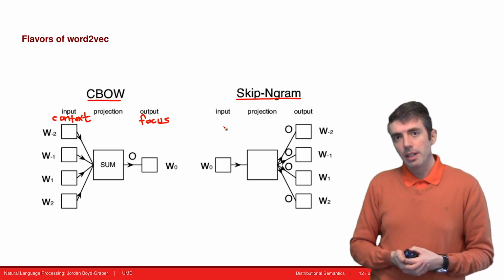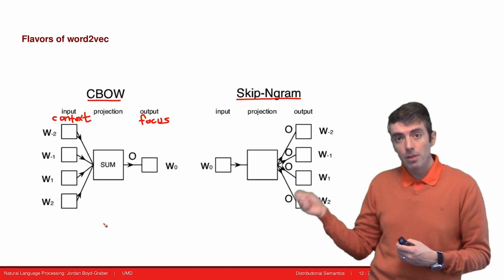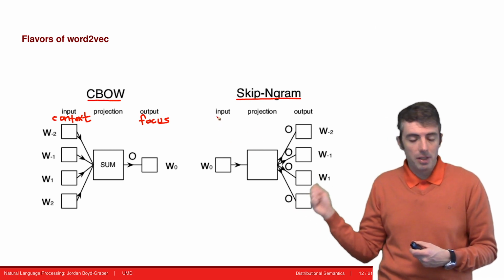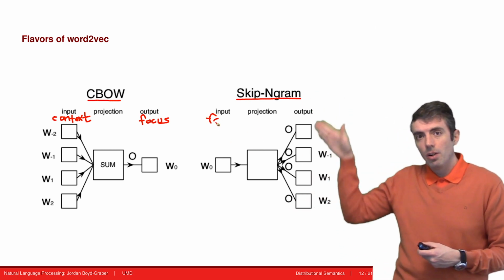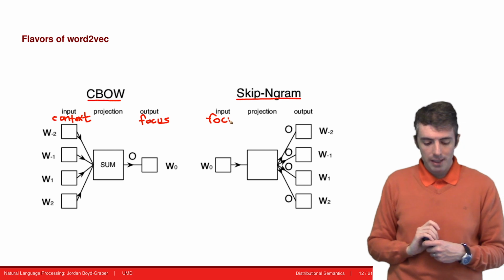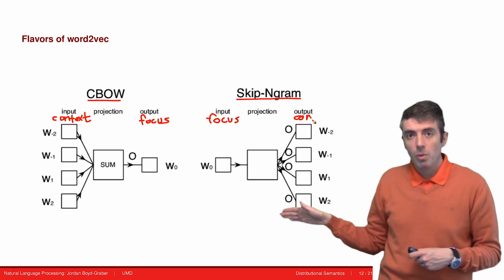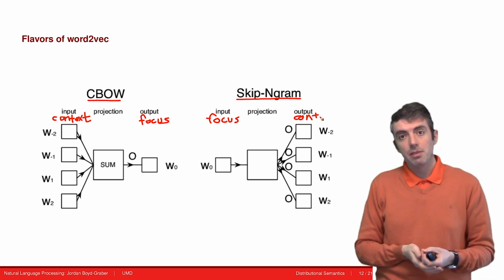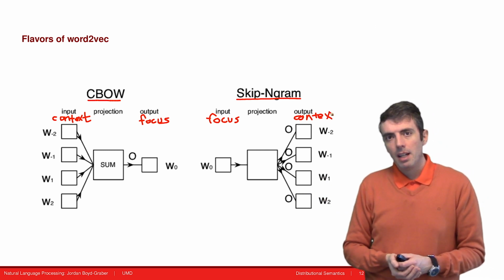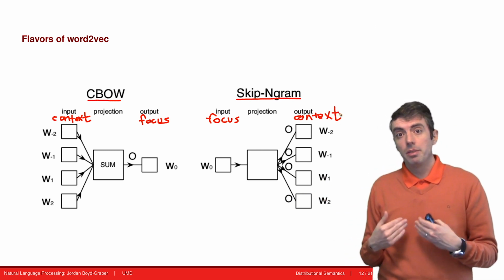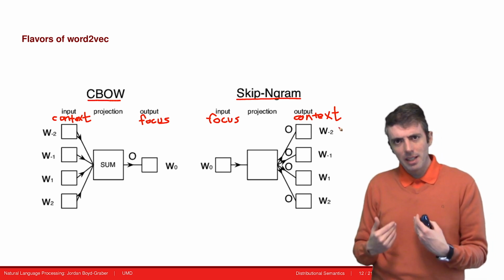The other way of doing it is taking your focus word and then trying to predict each of your context words one by one. Here you have k different predictions, whereas in the continuous bag of words you only had one prediction. To me, at least, the continuous bag of words model is a little bit more intuitive.